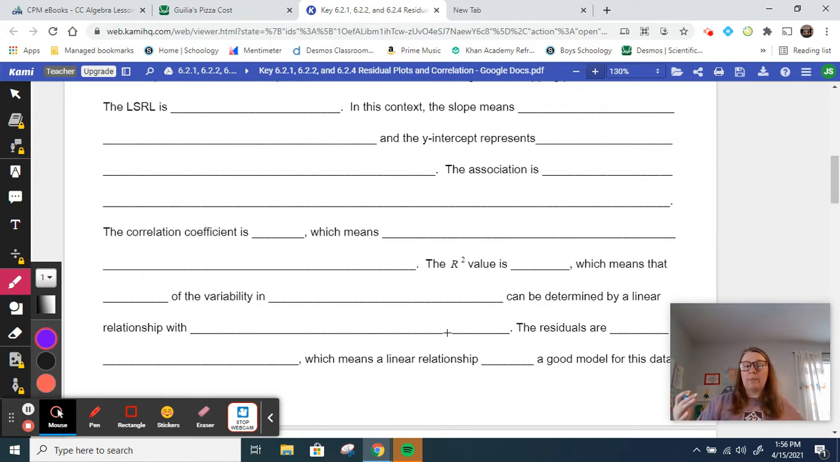So the idea is that by the end of this chapter, I could give you a situation and you can tell anybody all of these different details about that data. Is it linear? Is it nonlinear? Is it a strong correlation? What type of equation could you use to model it? So let's take a look at Julia's pizza cost, because the first thing we want to do is come up with the equation.